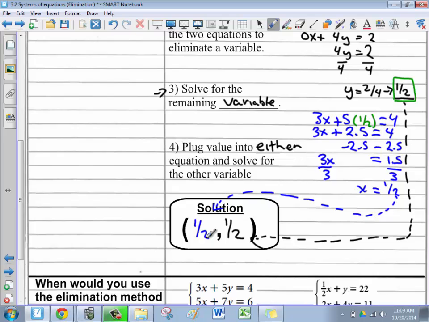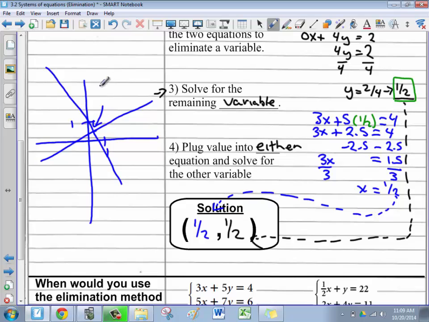If you think about it graphically, if I had these two graphs, this is one and this is one, they'd be crossing right here. I don't know what the graphs look like, I'm just guesstimating, but this is where they cross, right at 1/2, 1/2. And that is how you use elimination to solve systems of equations.